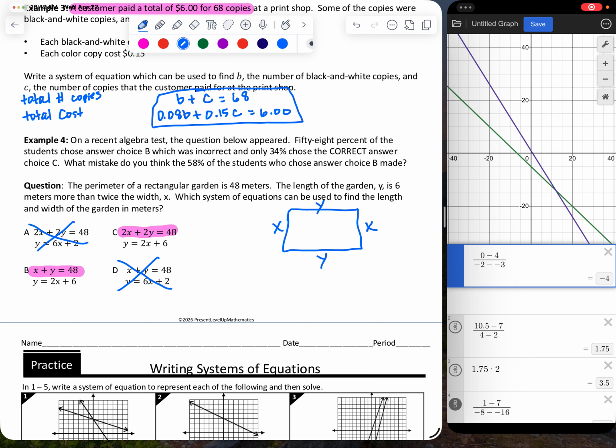All right. Hopefully you said that when you're finding perimeter, you have to add up all four sides. So this would be x plus y equals 48, which when I combine like terms, I get 2x plus 2y equals 48. So that is why the correct answer choice was answer choice C.